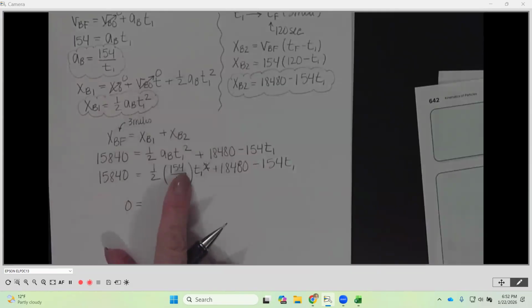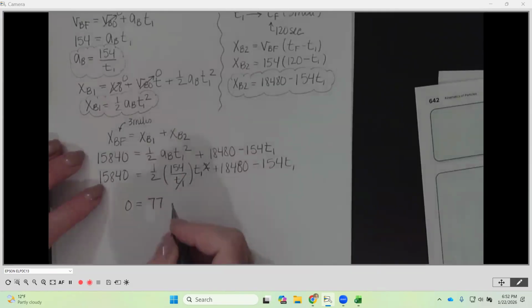Then we're going to take 1/2 times 154. That's going to be 77. And then the variable here is just going to be a T1. Okay, because that one canceled out.